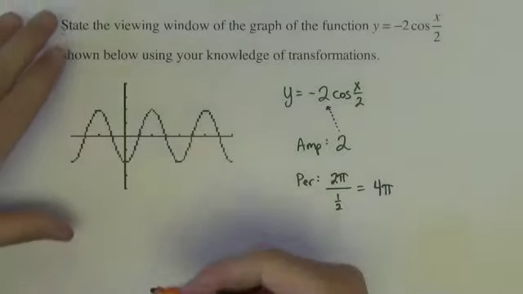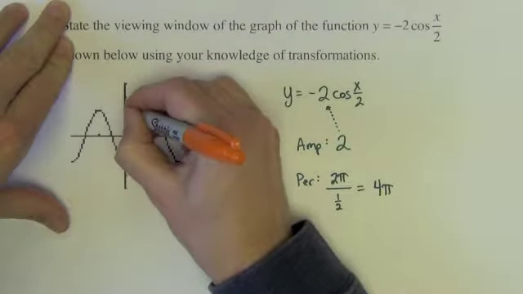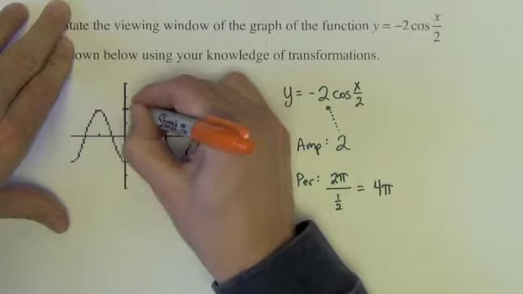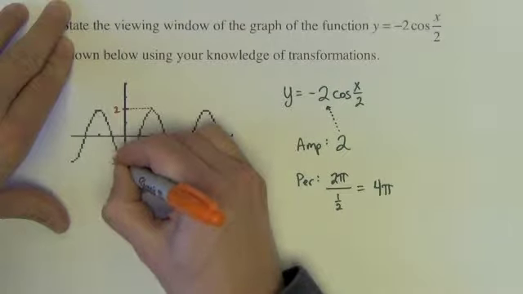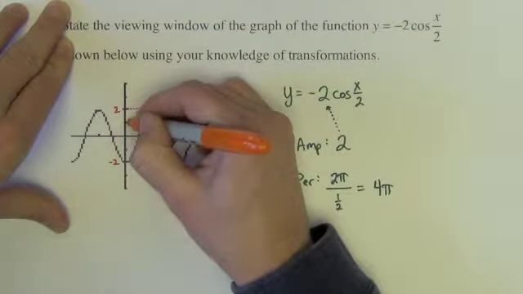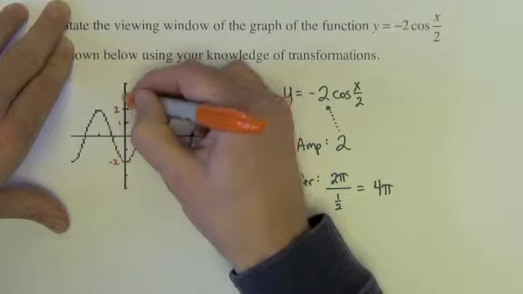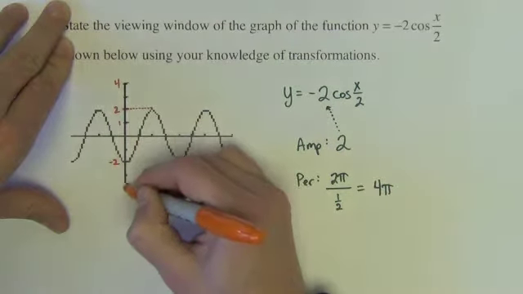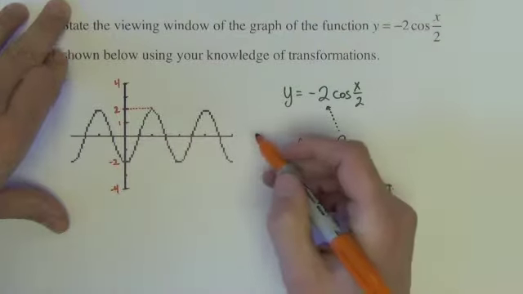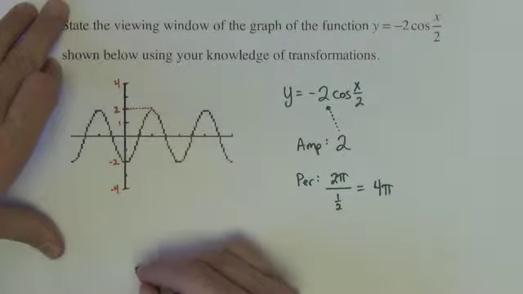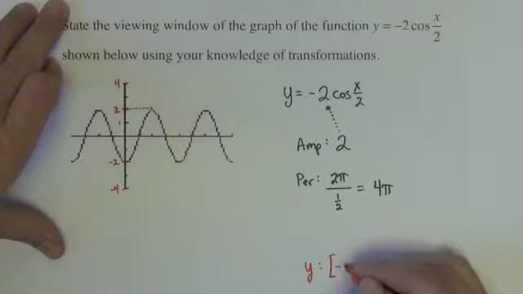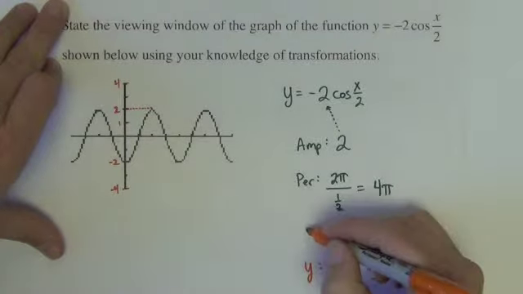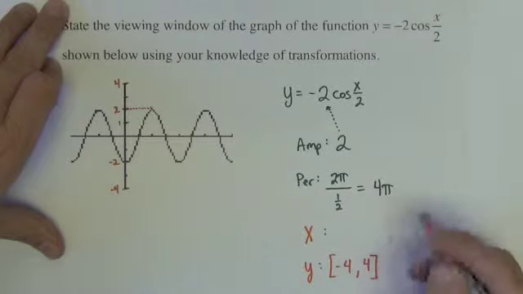Let's do the amp first. The amplitude is 2. That means that this line right here at the peak of this graph is 2, and right down here is -2, which would mean that this mark is 1, and if we count it up, that's 4. We see the same thing on the bottom, that's -4. So my viewing window, my y values, let's just write it over here, are -4 to 4. And now I need the x values to go with that.